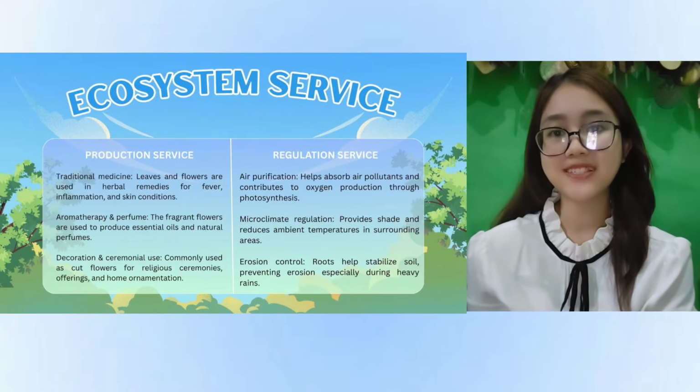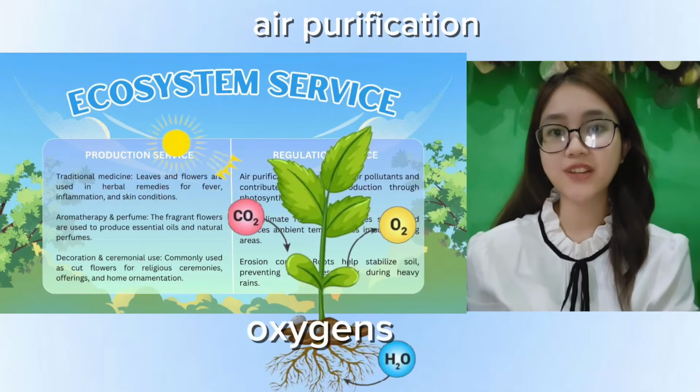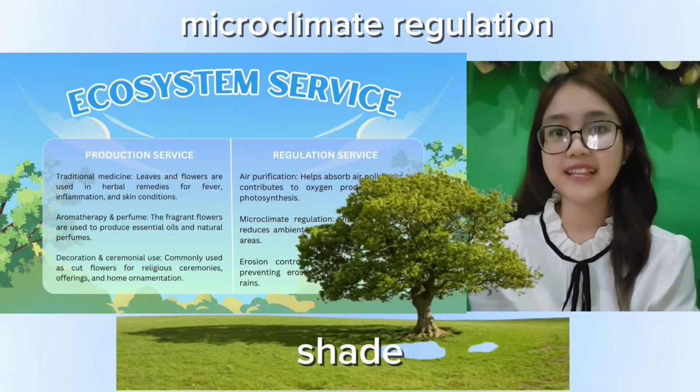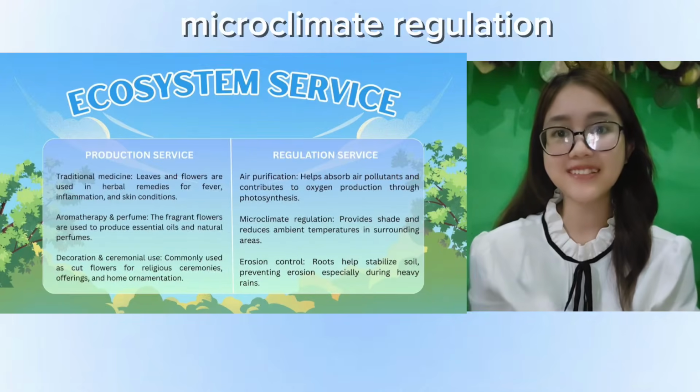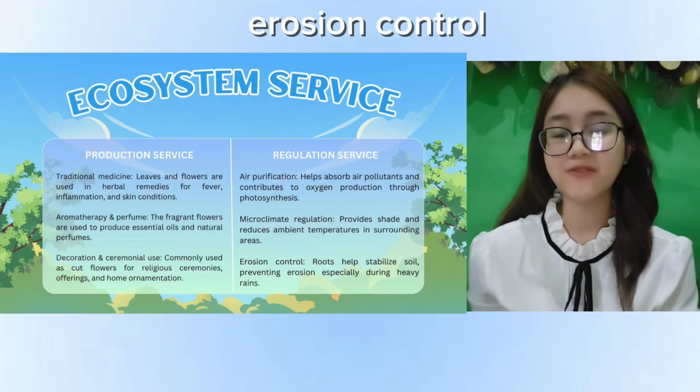Second, regulation services. For air purification, helps absorb air pollutants and contributes to oxygen production through photosynthesis. For microclimate regulation, provides shade and reduces ambient temperatures in surrounding areas. For erosion control, roots help stabilize soil, preventing erosion, especially during heavy rains.